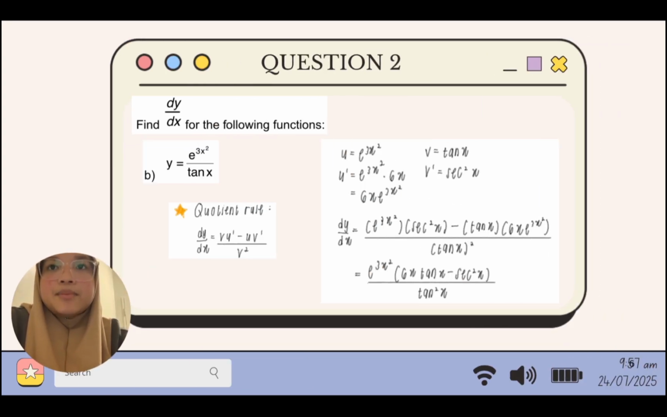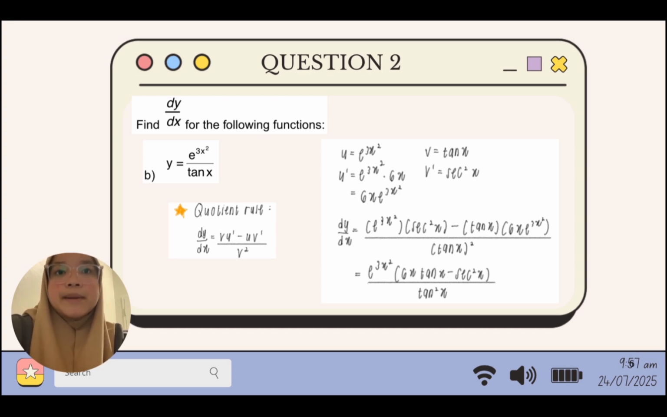So for the next question, B, we need to find dy over dx for the function y equals e to the power of 3x squared over tangent x. For this question, we need to use the quotient rule because it is division. The quotient rule formula is dy over dx equals v u prime minus u v prime over v squared.